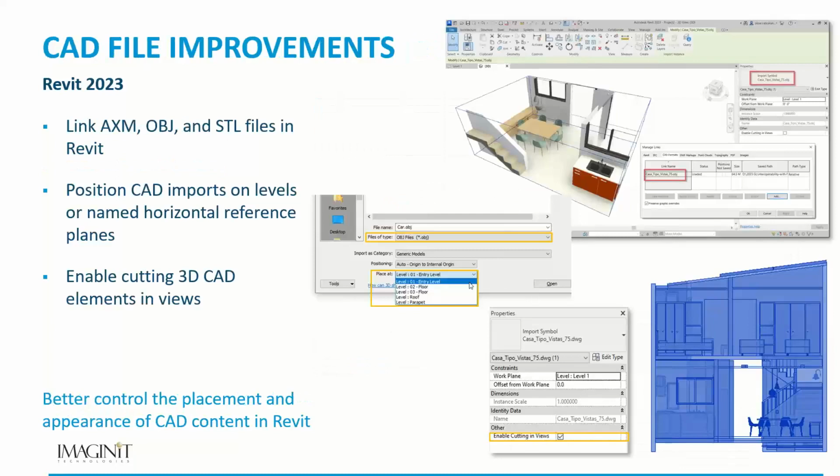Another thing that they've done with CAD files in general, so, you know, the FORMIT files, of course, the AXMs, we got OBJs, the STLs, any 3D CAD file, even from Rhino.